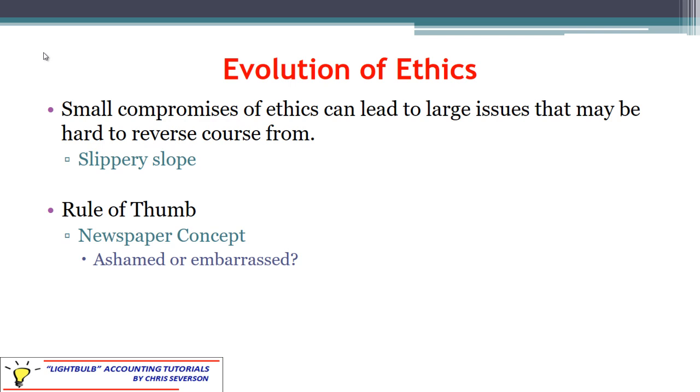Now, how do you tell whether something's ethical or unethical? If you're faced with a decision that's not very clear, there's no clear rule saying you can't do that, there's no clear law you're violating, how do you determine whether it's ethical or not? One rule of thumb is referred to as the newspaper concept. So imagine that your decision you're about to make is going to be published in the newspaper the next day, and all of your friends and family can see it. Is it something you would feel ashamed or embarrassed about if they knew about that? If so, perhaps it's an unethical type activity. Assuming we're talking about business activities here, if you would be embarrassed or ashamed, it may very well be unethical.